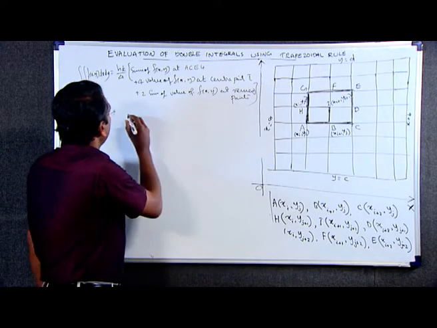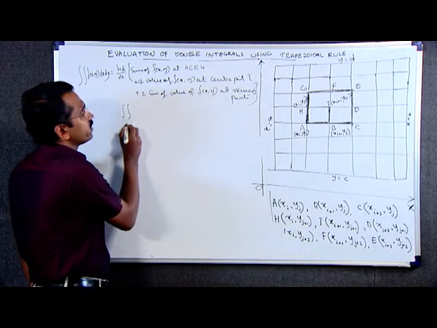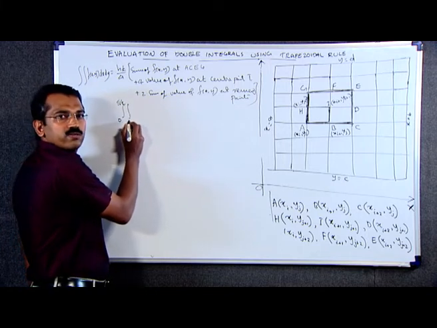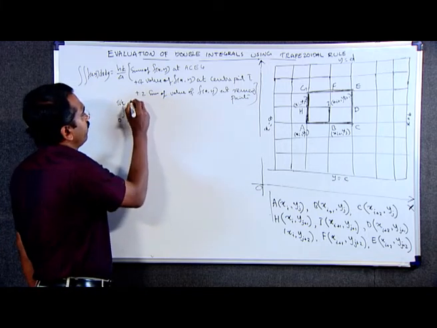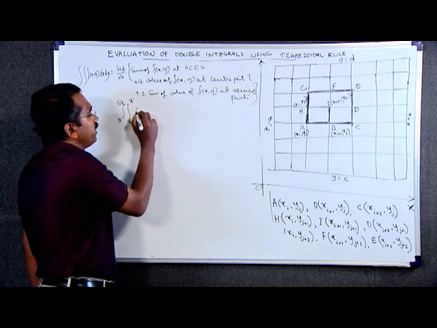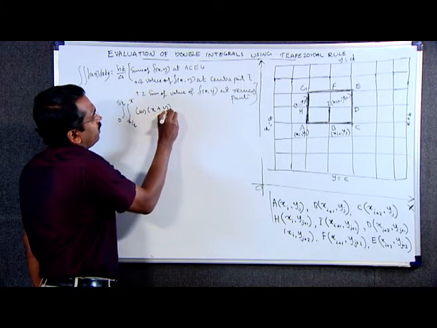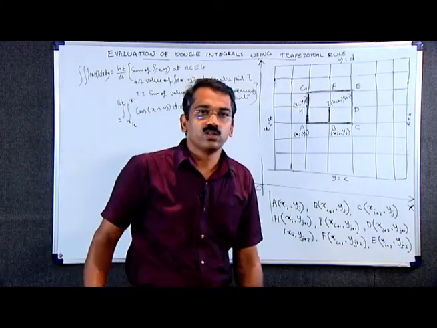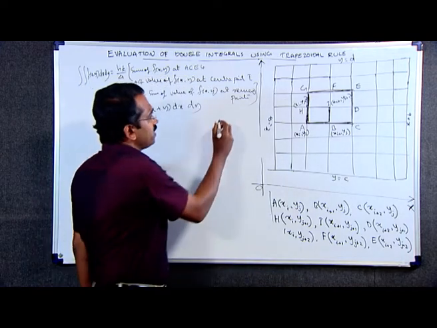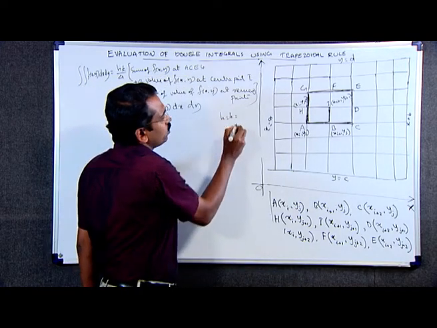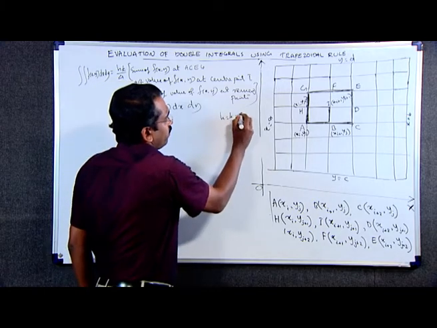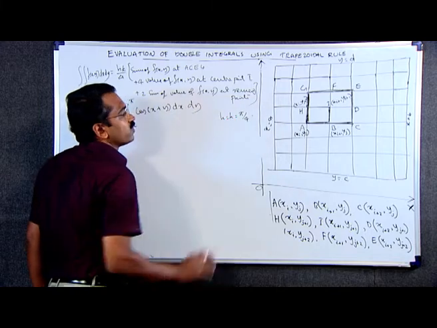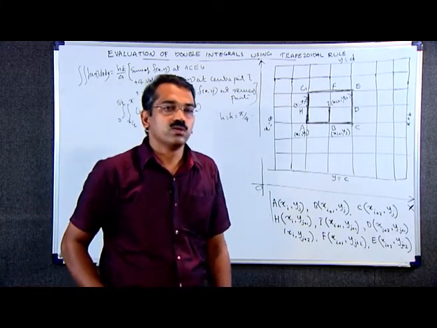Now, consider this example. Evaluate the double integral from 0 to pi by 2 and pi by 2 to pi of cos(x plus y) dx dy using the trapezoidal rule by taking h equal to k equal to pi by 4. The widths of the intervals are the same, both are pi by 4.